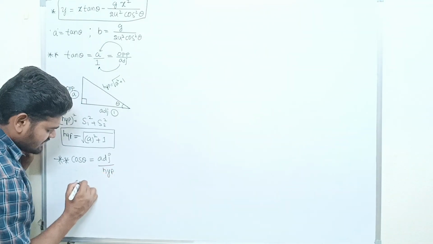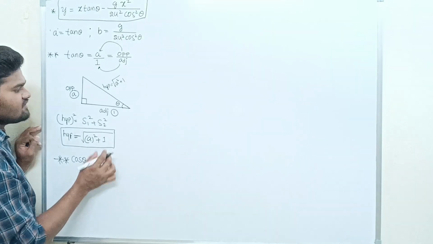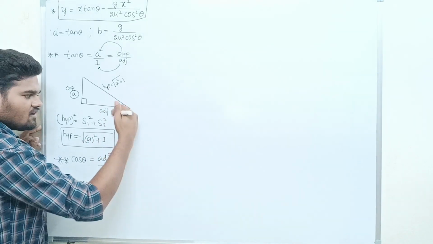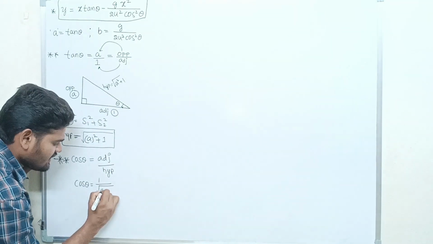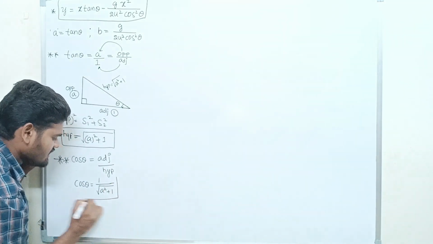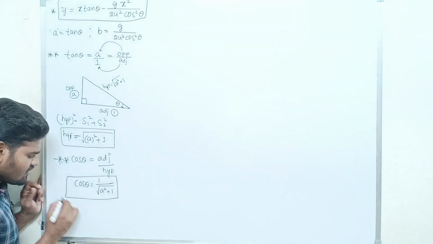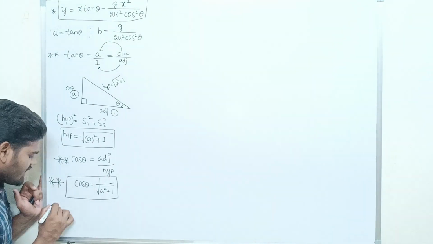So cos theta is equal to adjacent side. What is the adjacent side? Along theta side, that is 1. What is the hypotenuse? Here we got under root of a square plus 1. So this is the value of cos theta. And if you want to write the equation for cos square theta.